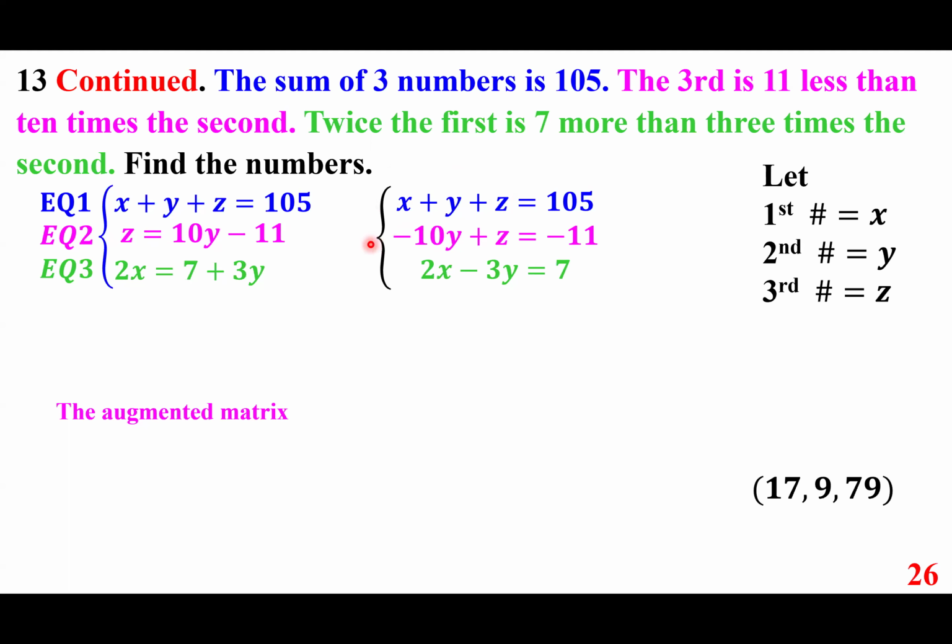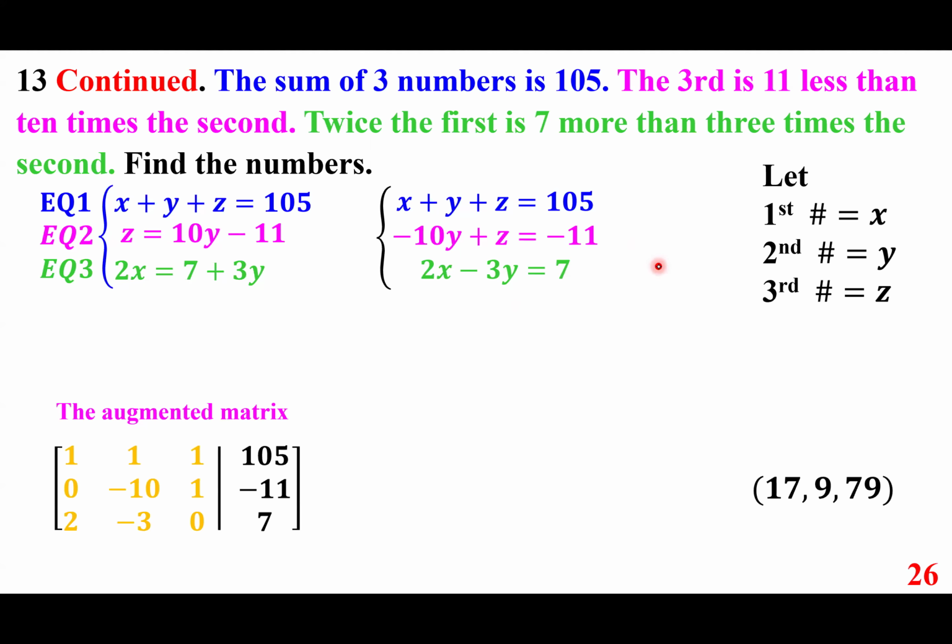This one, there is no x. 0, negative 10, 1, minus 11. This one, 2, minus 3, there is no z, 0, 7. If you go with the column, x would be 1, this one is 0, this one is 2. y would be 1, negative 10, minus 3. z would be 1, 1, I don't see anything, 0, and this is obviously the constant of the solution.